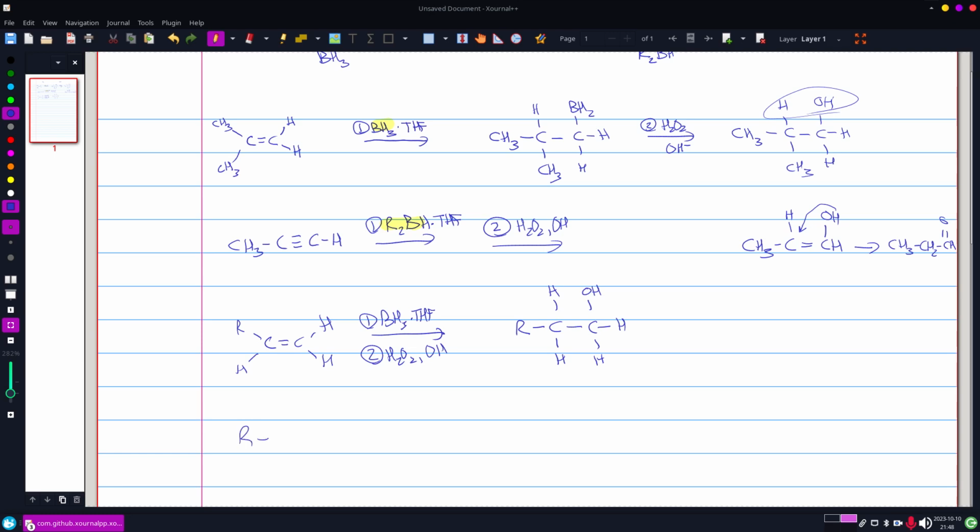If I change this to an alkyne, the similar reaction is still a 1-2, but now it's R2BH and THF, followed by the basic hydrogen peroxide. And we always get RCH2, CH, double bond to the O.